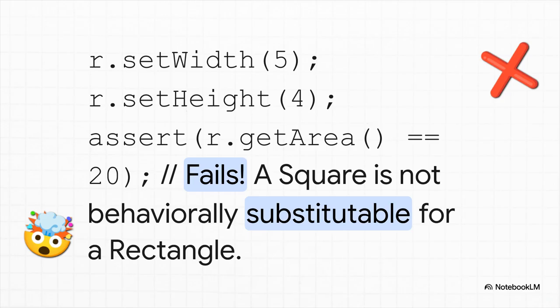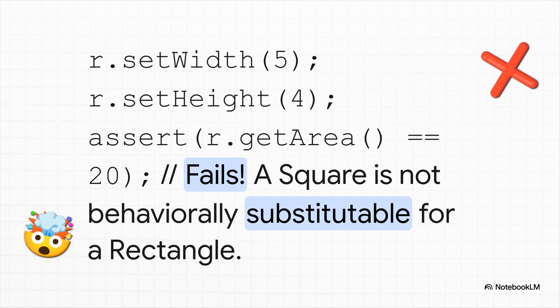In geometry class, sure, a square is a rectangle. But in code, it gets tricky. Just look at this. We create a square, but we treat it like a rectangle. We set its width to 5 and its height to 4. So logically, we expect the area to be 20, right?